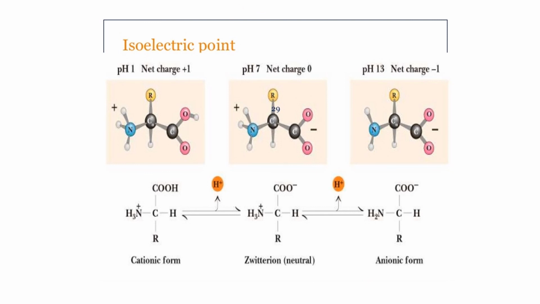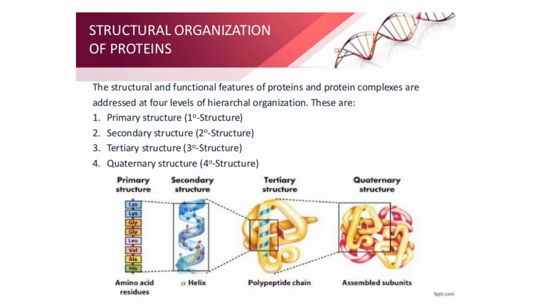Now next is the structural organization of proteins. There are four types: primary structure, secondary structure, tertiary structure and quaternary structure. You can see the notation for each of them. One is the primary structure, second is the secondary structure, third is the tertiary structure and the fourth is the quaternary structure.